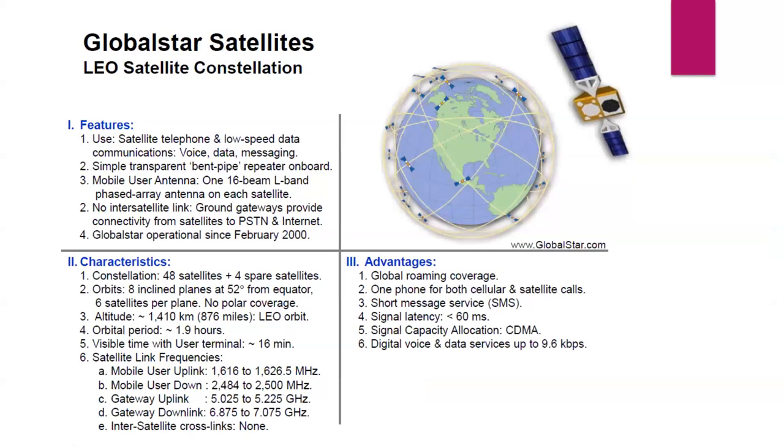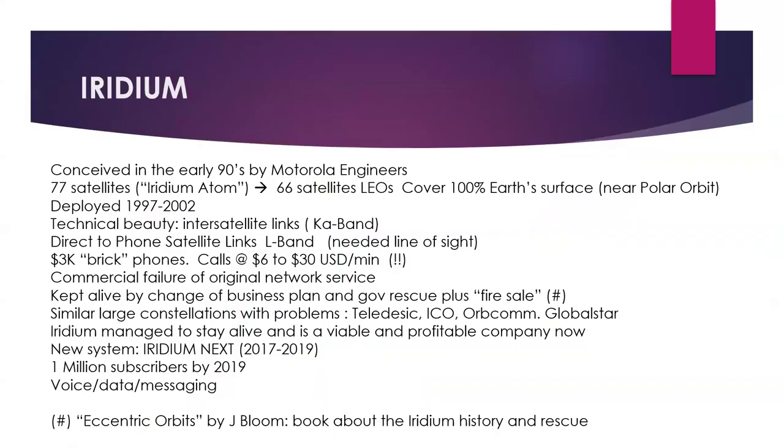Okay, so now we go to some of these LEO constellations. Let me skip Globalstar. Iridium is a nice example because these people started in the 90s. They went bankrupt in the late 90s and they were about to die and somebody managed to rescue them. They're still in business and they're actually a profitable business now. The main objective is to provide low data and phone connectivity to cell phones kind of thing.